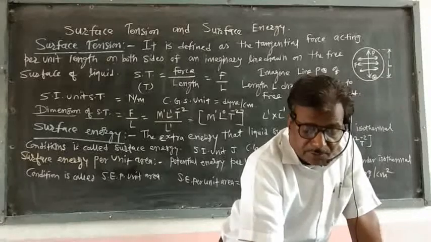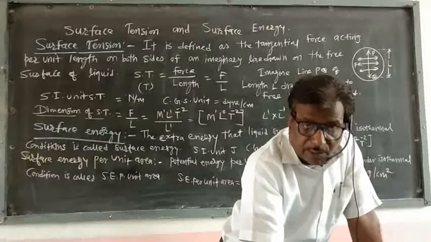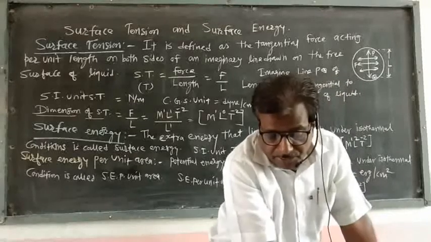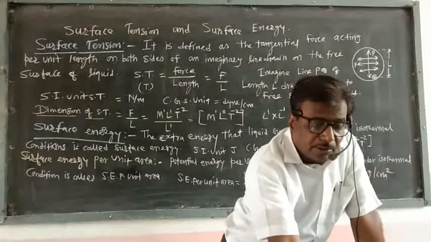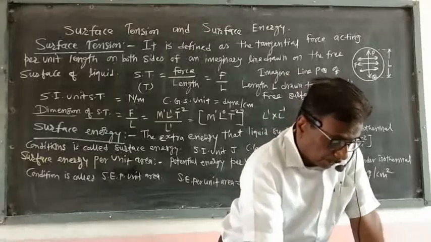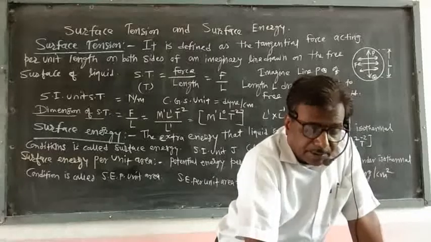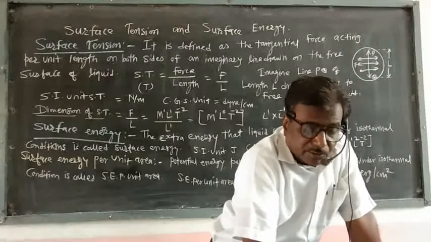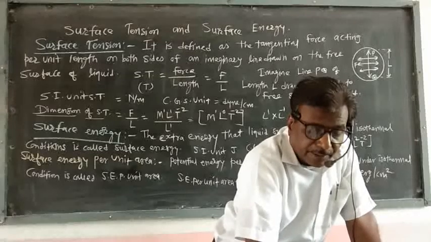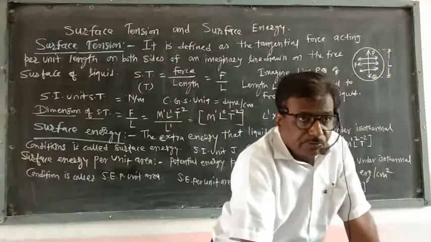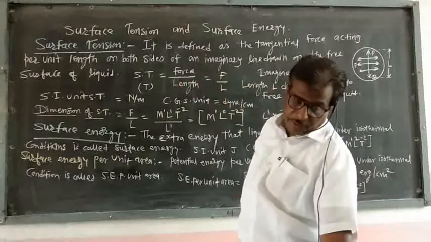The third application of surface tension is that mosquito eggs float on the surface of water due to the surface tension of water. When kerosene is sprayed on the water, the surface tension decreases and the eggs go down inside the water, and the breeding of mosquitoes stops. So that is also an application of surface tension.